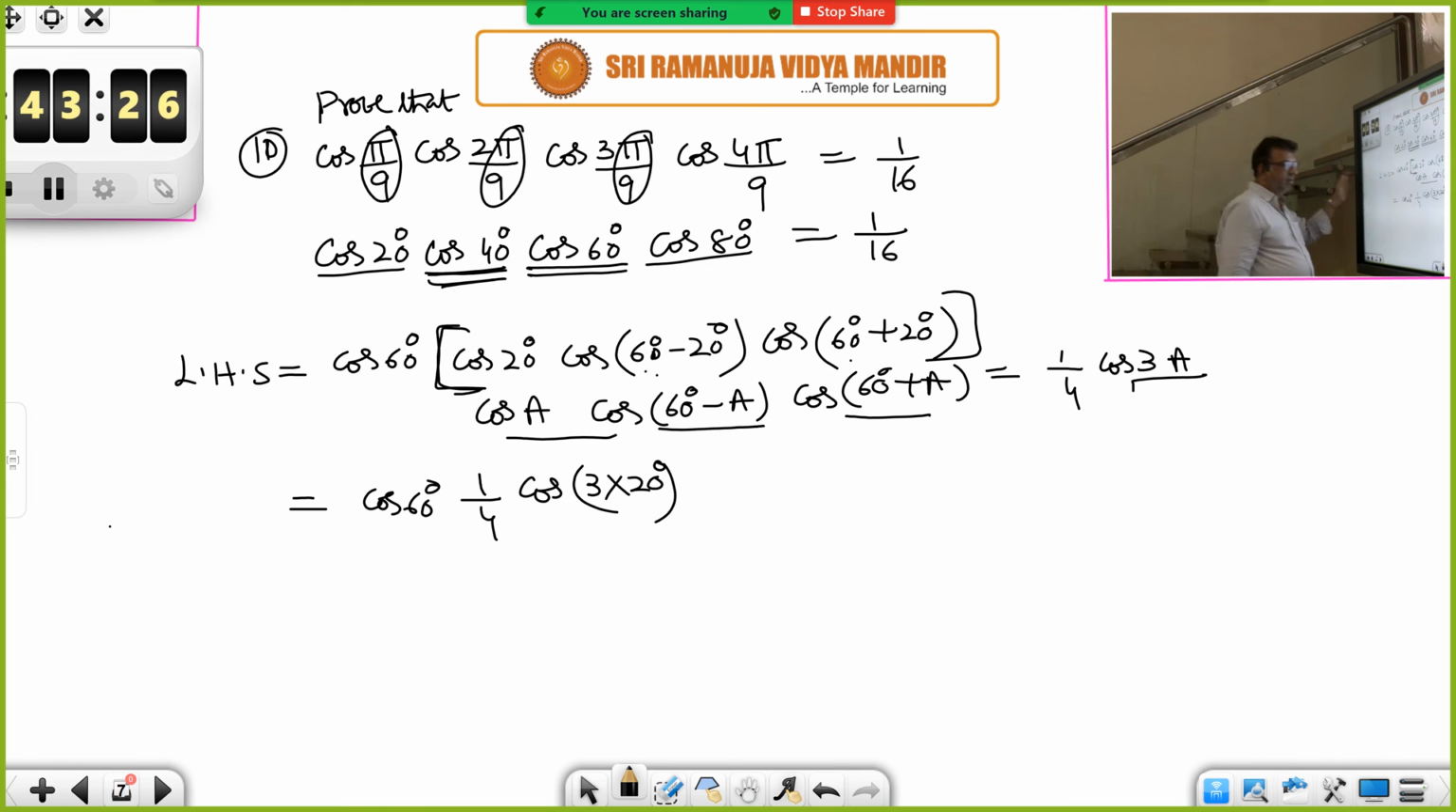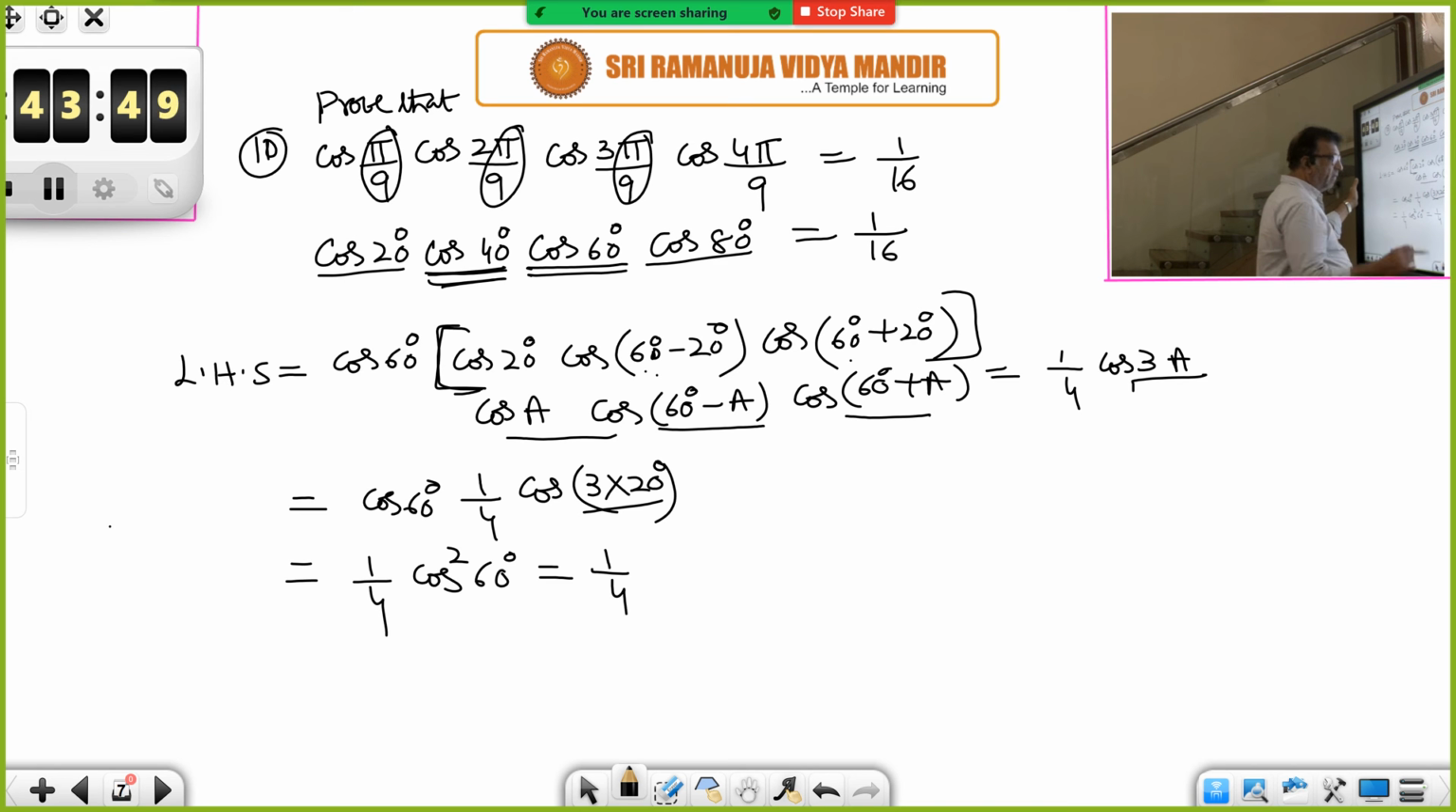1 by 4 into cos 3a. 3a means 3 into 20. So 3 into 20 is 60. So 1 by 4 cos 60, cos square 60. 1 by 4, what is cos square 60? Tanmay? Madhuri? Madhuri, please tell cos square 60. 1 by 4, sir. Right, it is 1 by 16, which is equal to the right hand side. This one, okay.